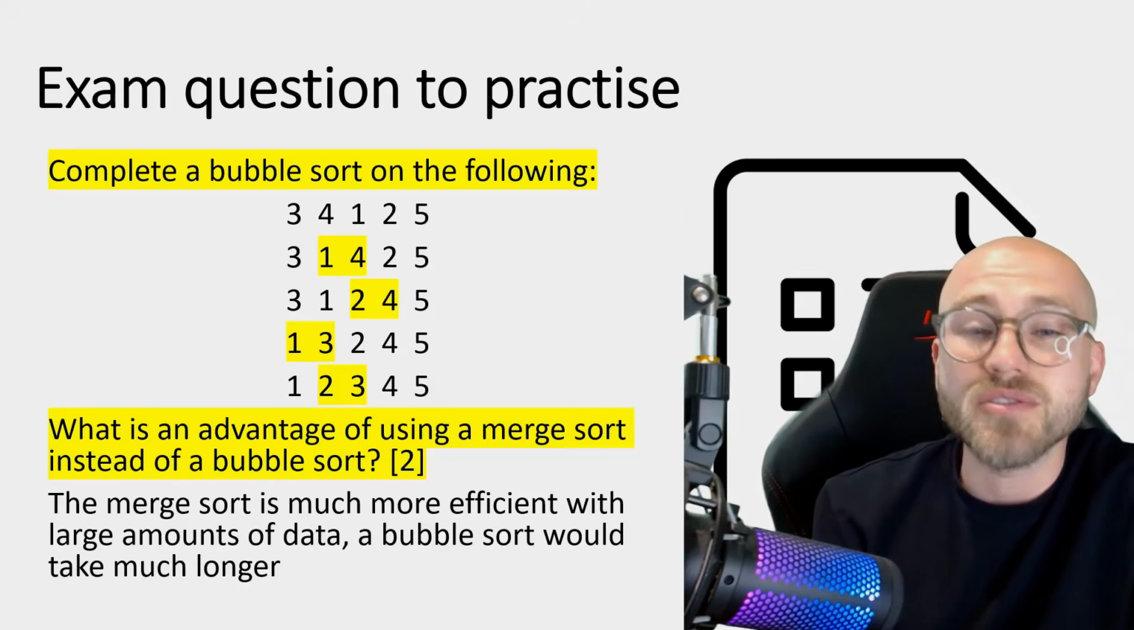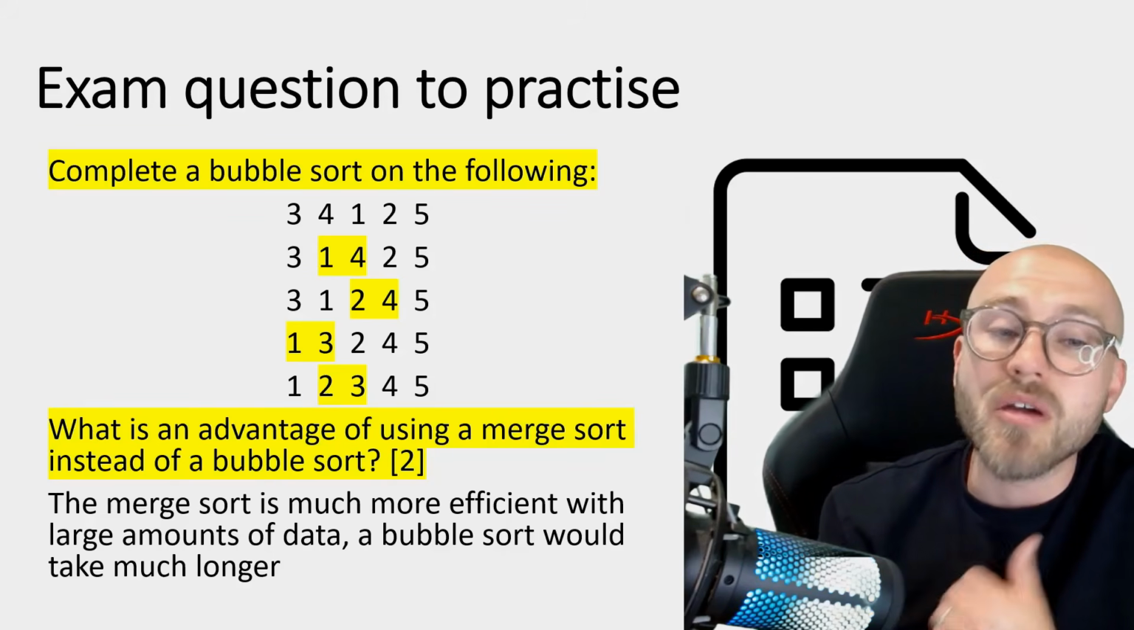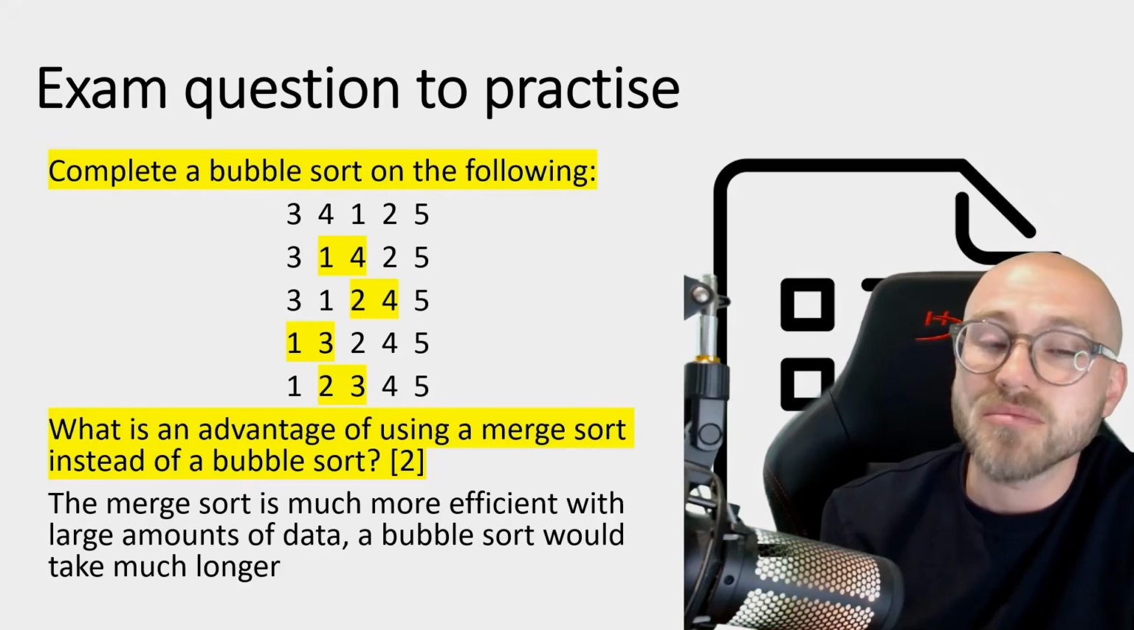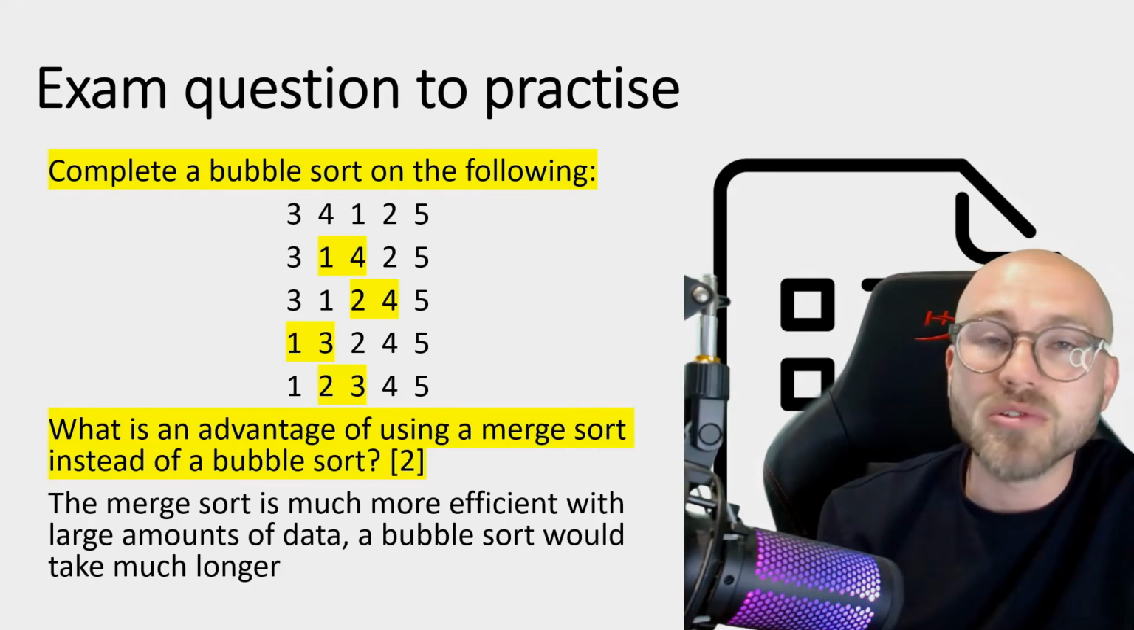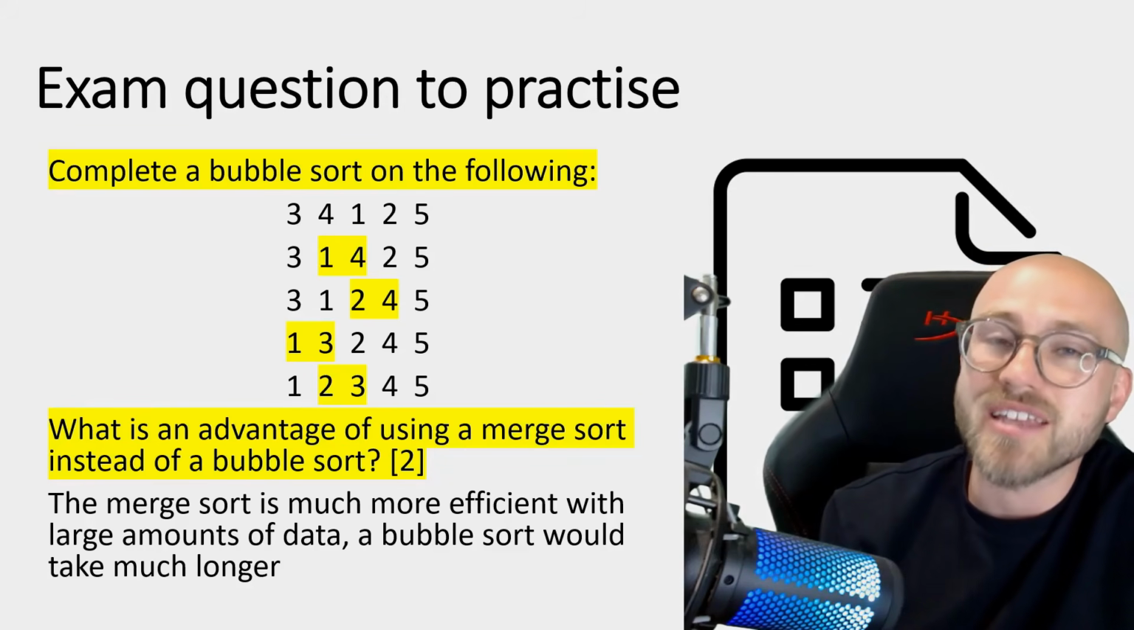So for our advantage of using a merge sort instead of a bubble sort, the merge sort is much more efficient with large amounts of data. That'll get you 1 mark. A bubble sort will take much longer. That will get you your 2nd mark.